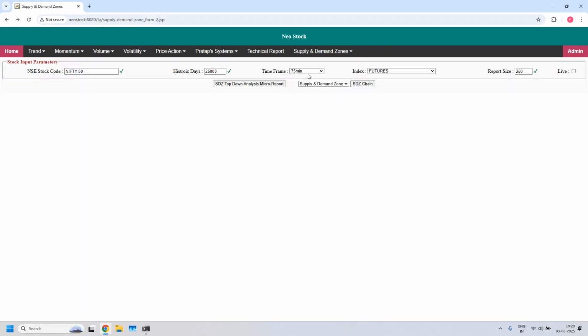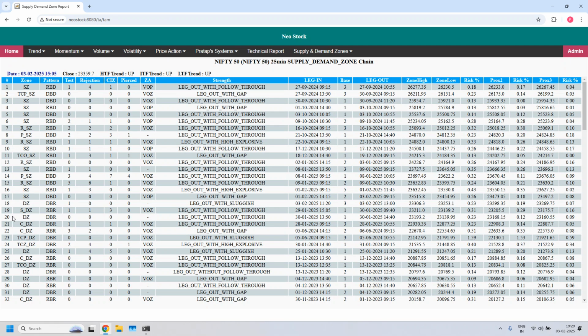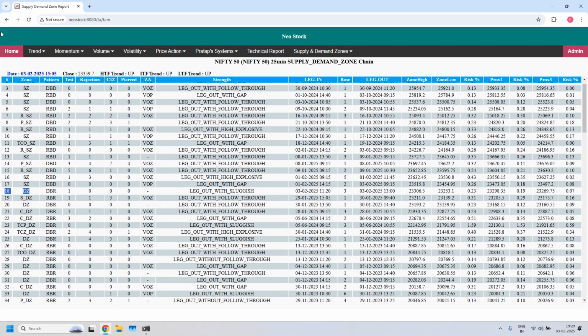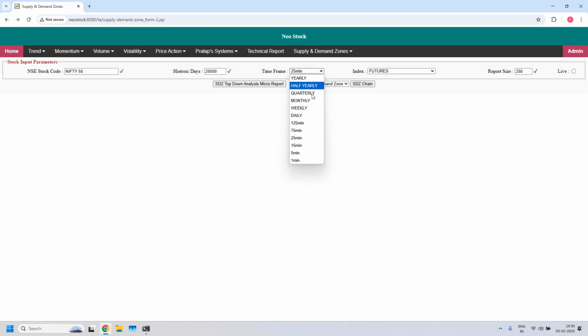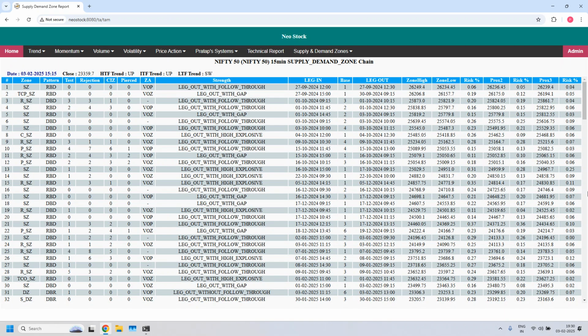Next, 25 minutes supply demand zone chain for NIFTY. This is the recent demand zone. Okay, next, 15 minutes supply demand zone chain for NIFTY. The most recent one is the demand zone to the current closing price is 31.